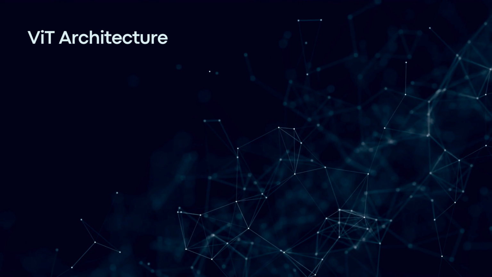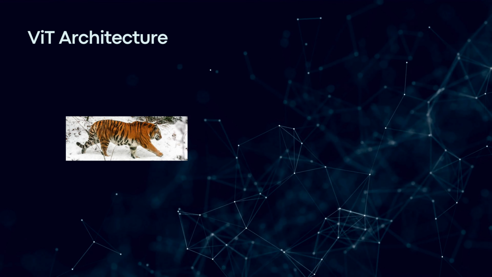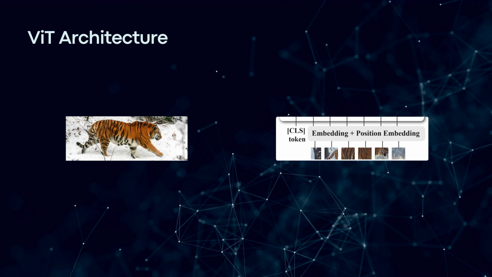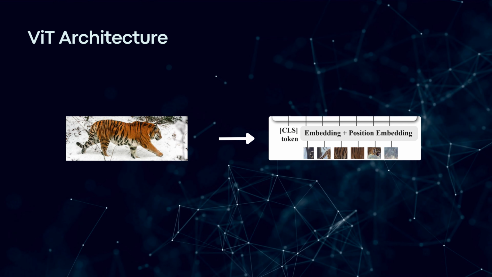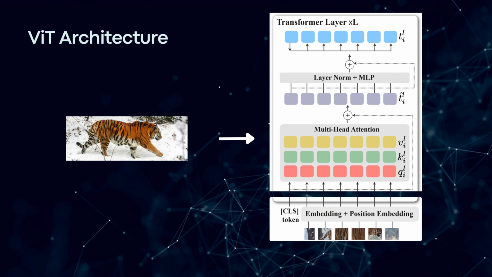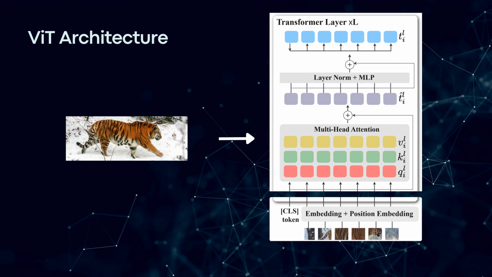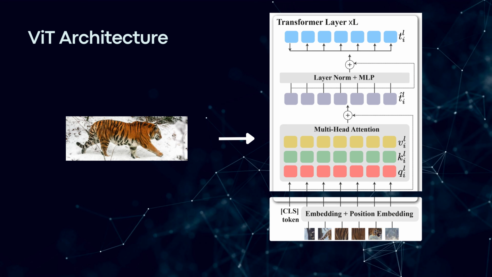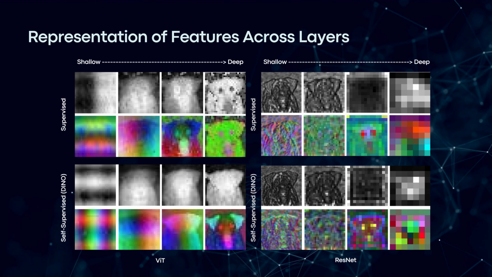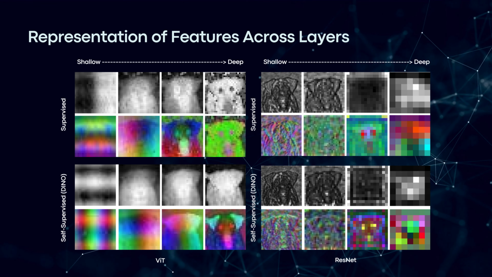Now let's take a look at some parts of the vision transformer architecture. The image is first divided into non-overlapping patches. These patches are then processed into spatial tokens through linear projection, yielding the corresponding queries, keys, and values, and each can be used as patch descriptors. Next, let's examine the representation of features across layers.